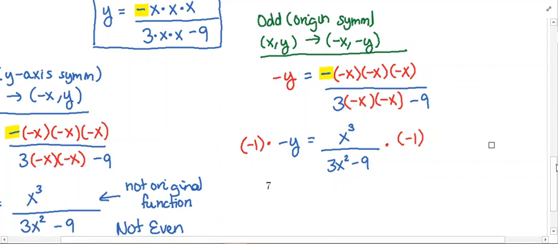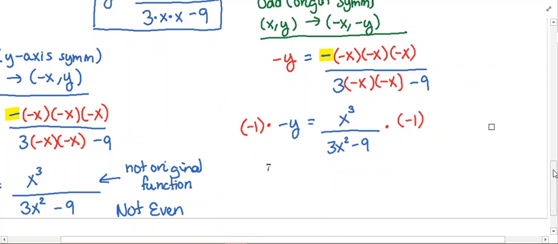Okay, this is where I think in section 3.1 we did an example and we talked about how you correctly multiply a fraction by -1. Okay, this is where that example comes into play. You have to remember how to correctly multiply a fraction by -1. The left side is going to be easy. -1 times -y is going to be positive y.